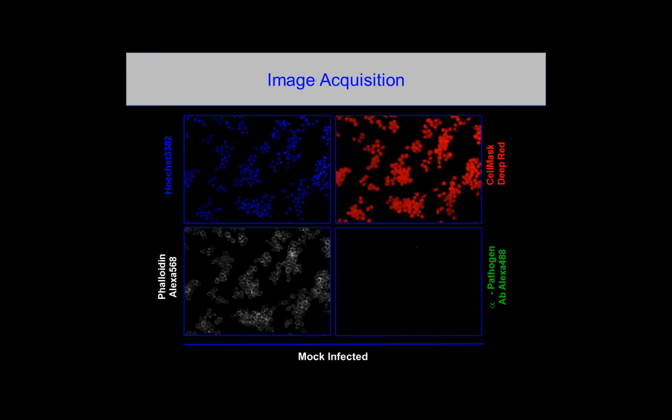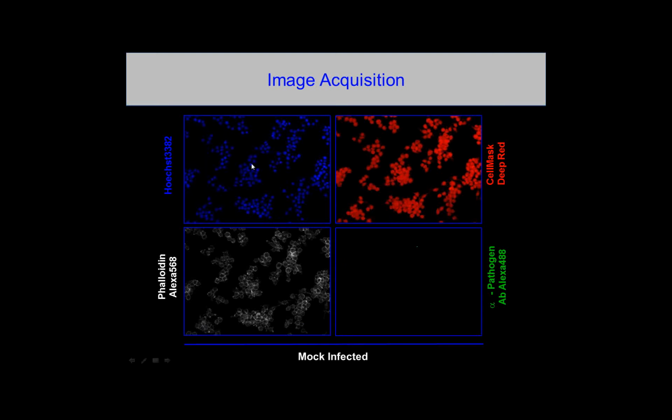In terms of image acquisition, we use the Opera high-content imaging system. It's a confocal system. And we use the 20x water immersion objective. And we use 4 channels, as you can see here. Here I'm showing non-infected cells or mock-infected cells. These are our negative control.